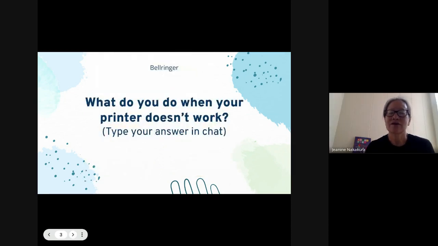So we'd like to start off with a bell ringer, and this actually has to do with our topic for today. So in the chat, if you could type, what do you do when your printer doesn't work? I'm sure it's happened to most of us at one time or another, either at home or at work. So in the chat, could you type, what do you do when your printer doesn't work?